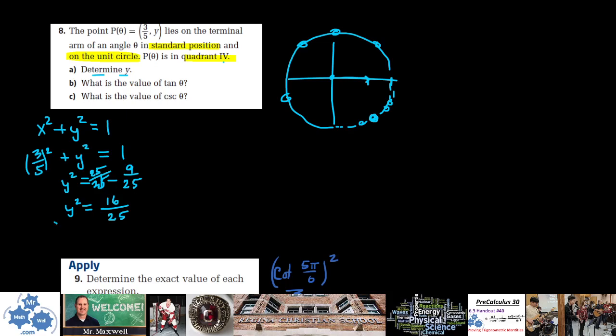So I'm going to take the square root of both sides to isolate y by itself. And of course, these are perfect squares, so that's going to be 4 over 5. Awesome. Okay, so the point that's associated with this angle, whatever that angle is, we don't know what that is yet, but the point is 3/5, comma 4/5. Okay, you good with that? That's A. Use the equation of the unit circle.